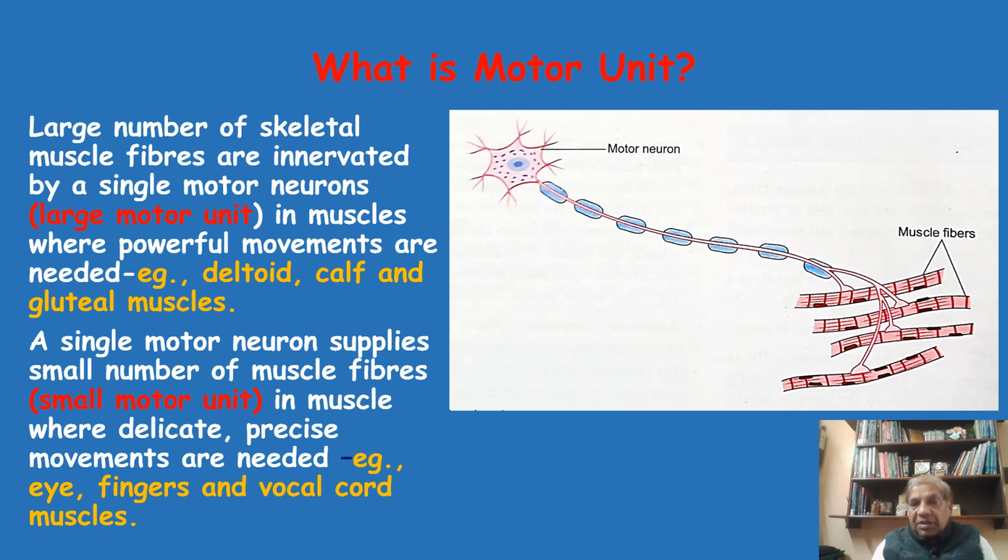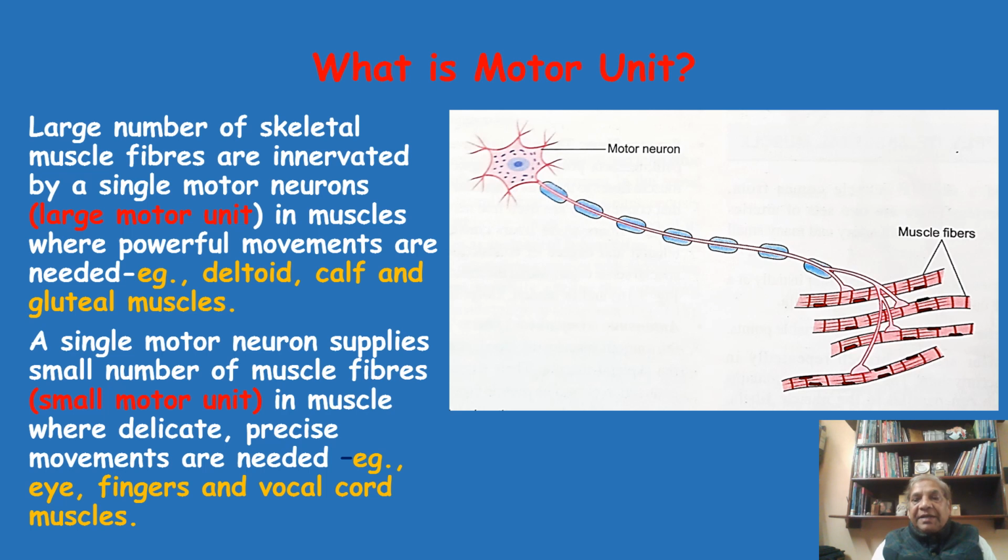The motor unit is the number of muscle fibers supplied by a single motor neuron. There are some muscles in our body like the deltoid muscle, the calf muscle in our leg, or the gluteal muscle in our buttock region. These are very powerful muscles, made up of thousands and thousands of muscle fibers in a single muscle.